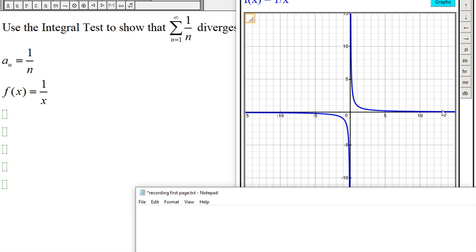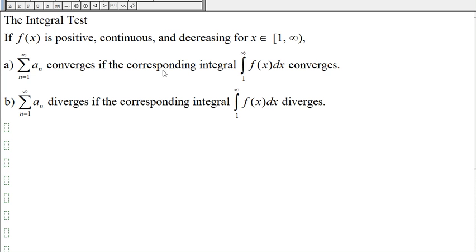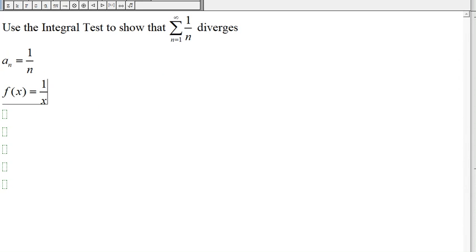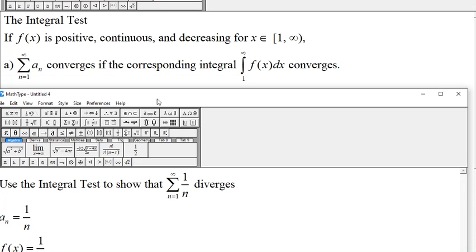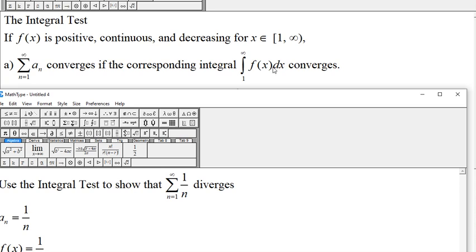And it's also decreasing. So we need the corresponding function to be continuous, decreasing, and positive. We need those three things. And one more time, the integral test says that if the corresponding integral converges, then the infinite series converges.